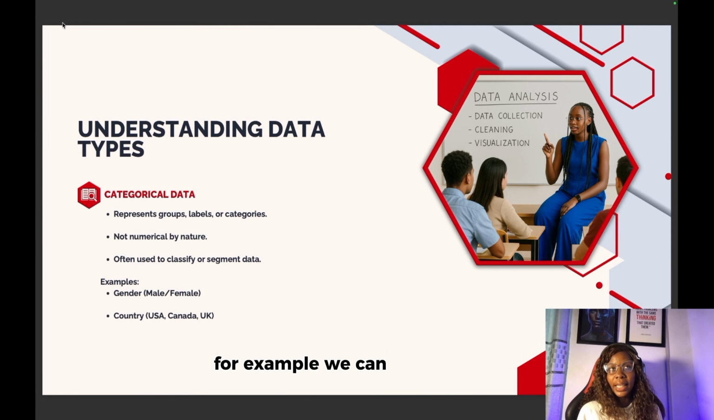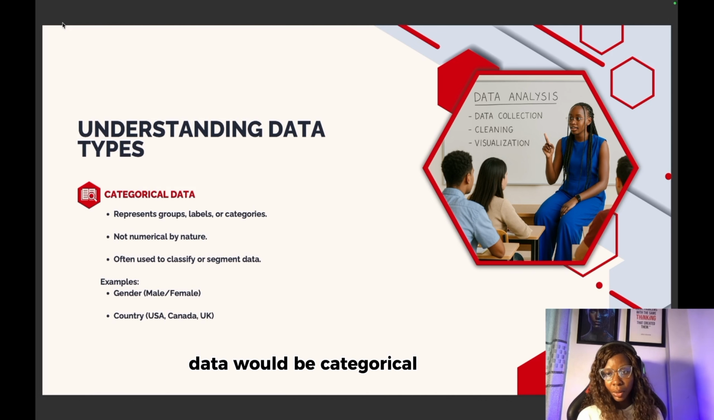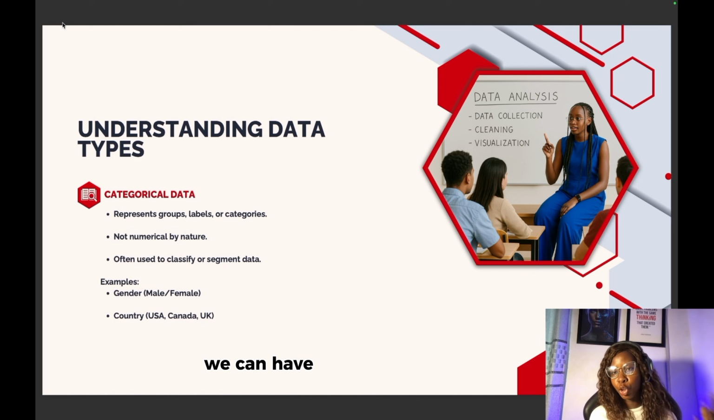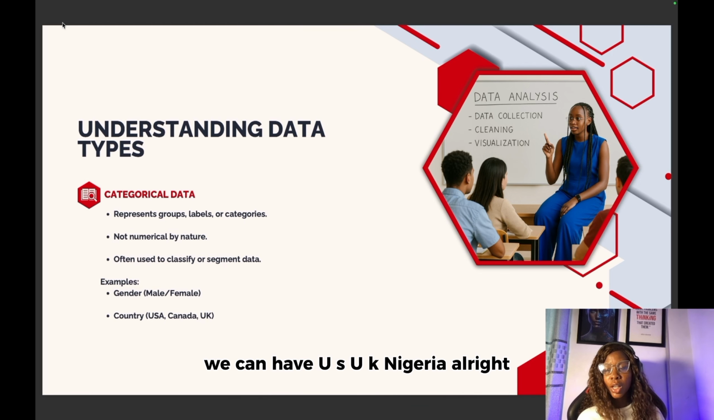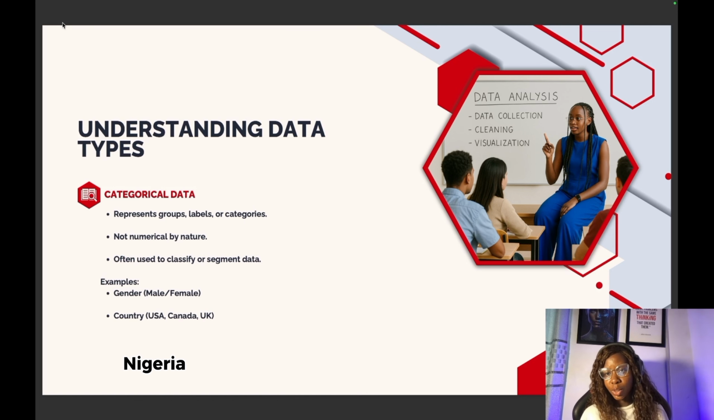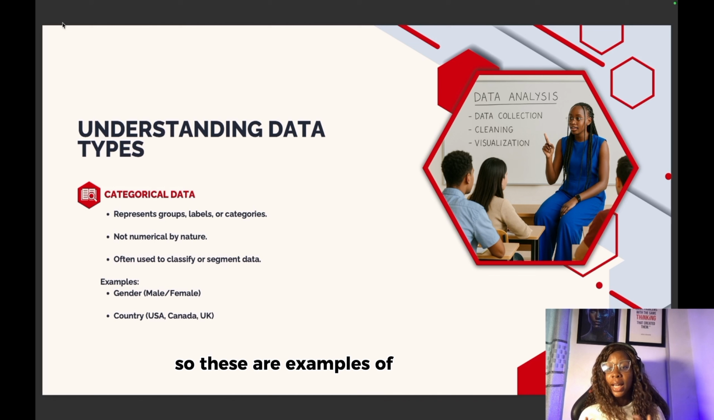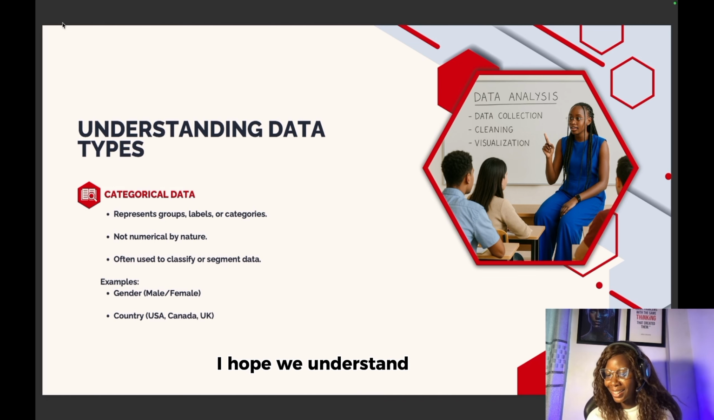For example, we can have gender. We have male gender and female gender. So we have the male category, female category. Because we have different categories, the data type for this kind of data would be categorical data. All right. Another example will be country. We can have US, UK, Nigeria. So US will be under the first category, UK second category, Nigeria third category. So we just categorize them like that. So these are examples of categorical data. I hope we understand that.